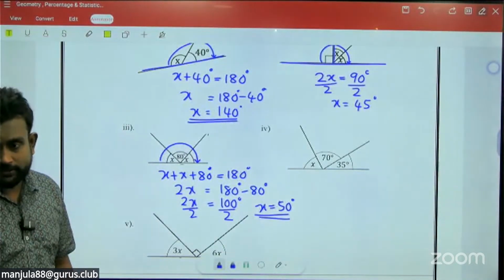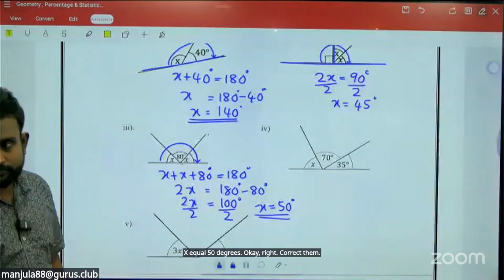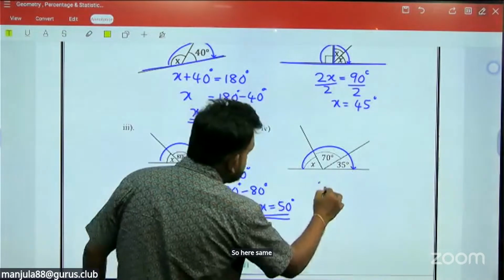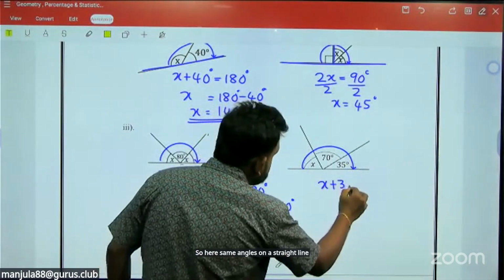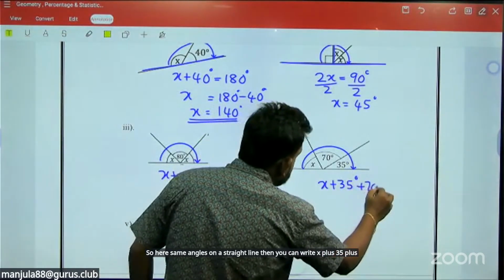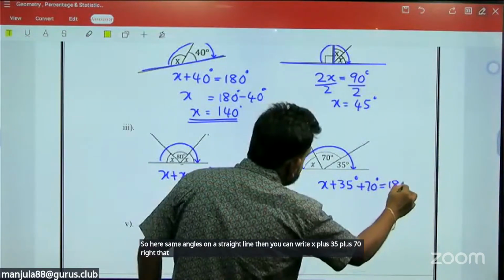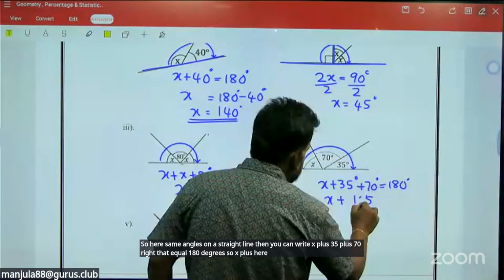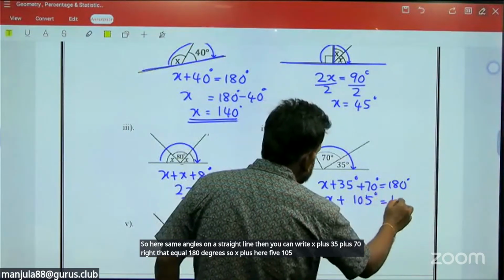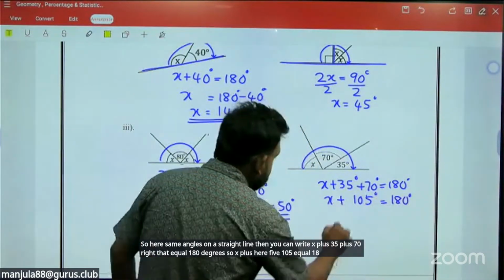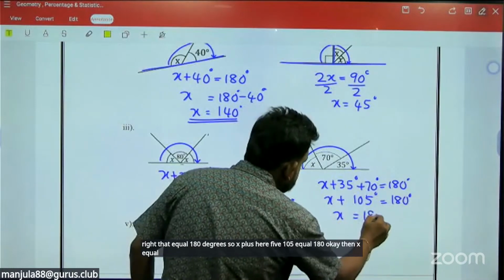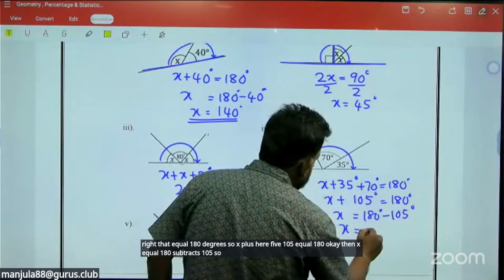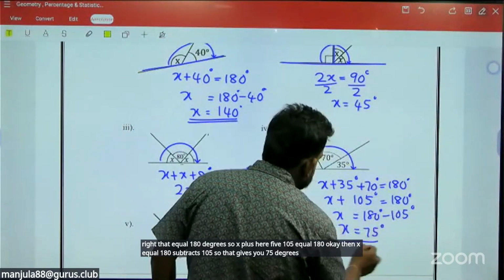Correct them. Here, same angles on a straight line, so you can write x plus 35 plus 70 equals 180 degrees. So x plus 105 equals 180. Then x equals 180 minus 105, which gives you 75 degrees. That is the answer.